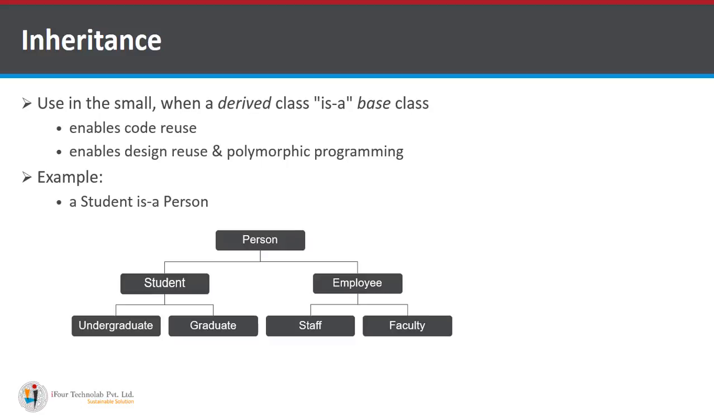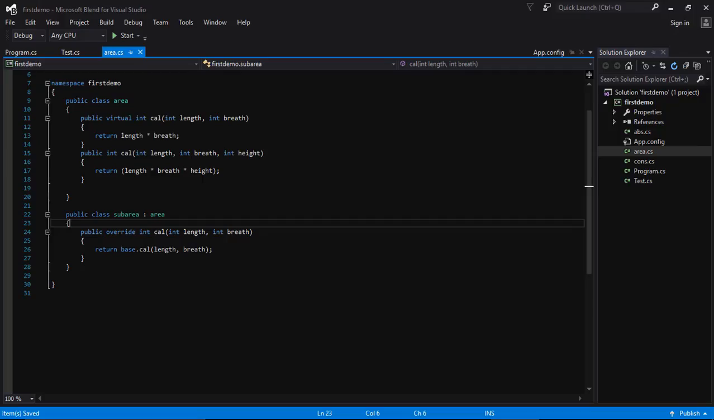Now let me show you an example of inheritance. Here you can see I have created two classes, public class Area and public class SubArea. Colon Area means SubArea is inherited from Area. In Area there are two methods, that is Cal. One has two parameters, length and breadth, and the other has three parameters, length, breadth and height. Both return multiplications of the parameters: length into breadth, and length into breadth into height.